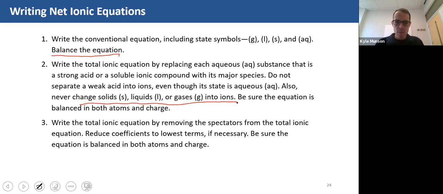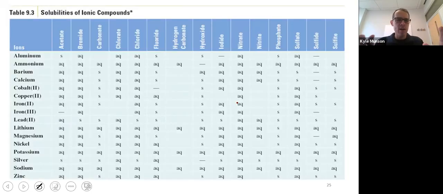Okay, so this chart is something we're going to refer back to, or you're going to use. It's a solubility chart of ionic compounds. And this will help you, and it'll be on the final exam. It'll help you determine if, when you put two ions together, you form a solid or you form an aqueous species.